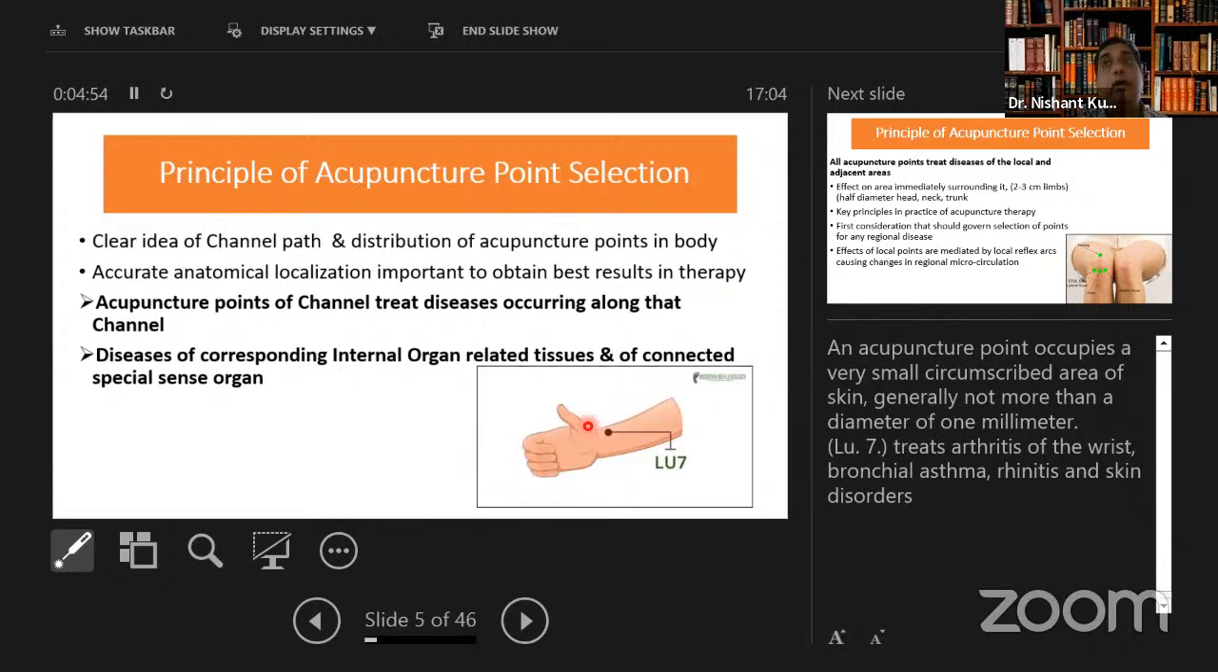Since it is a lung channel, it will also be useful in bronchial asthma, rhinitis, and other disorders. So it will treat the disease occurring along the channel. If that point is on the lung or heart channel but is at the wrist, it may help in treating the wrist condition, as well as the disease of the corresponding internal organ, like I described earlier.